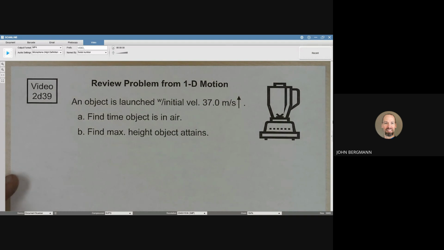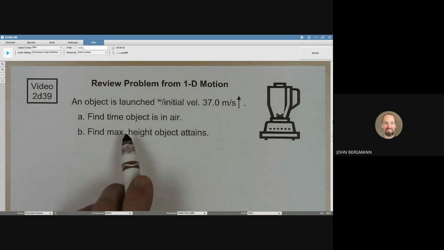We're going to do a review problem here from one-dimensional motion, and in the next video after this one, we're going to tie these answers into that video. We're going to launch a blender upward at 37 meters per second. We want to know how long it's in the air and how high it goes.